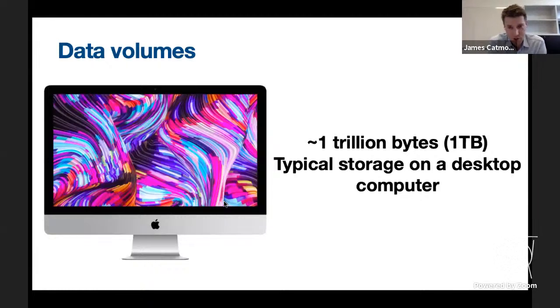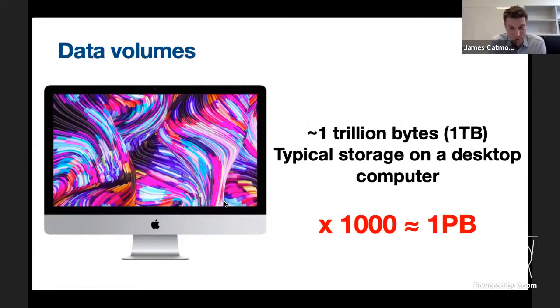A typical desktop computer has the storage space of around 1 trillion bytes, and that's called a terabyte. And if you have 1,000 of those, that's 1 petabyte. And that's the unit of data storage that we typically work with. So later on in this talk, I'm going to be saying petabytes this and petabytes that. Just remember that 1 petabyte is about 1,000 desktop computers worth of storage.